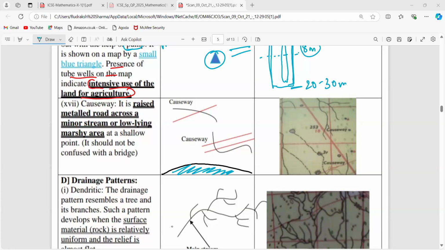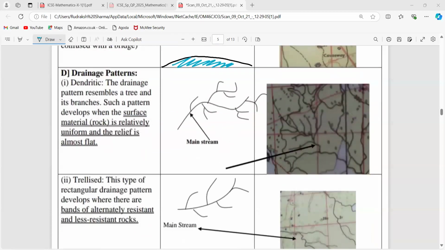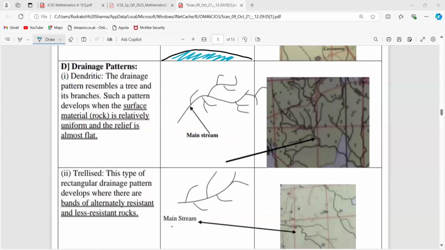Okay. Now coming to drainage pattern. Most important from both points of view, drainage pattern. Now we have different types of drainage pattern like dendritic, trellised, disappearing and radial. First we'll focus on dendritic.